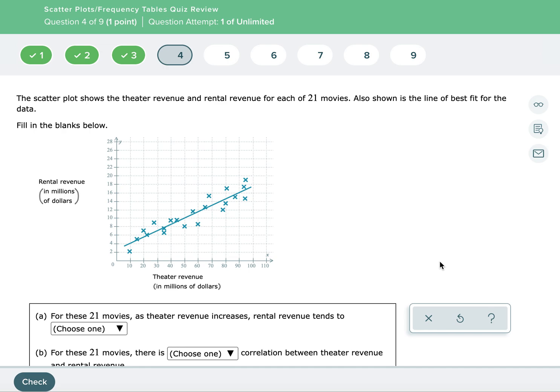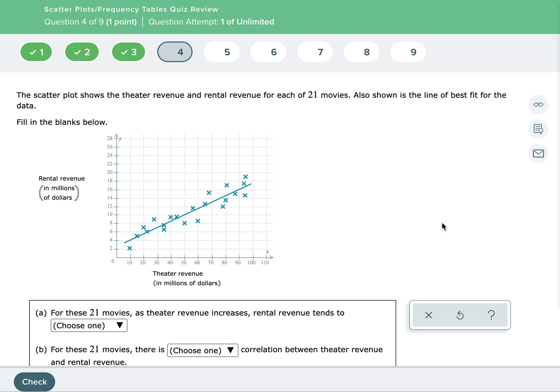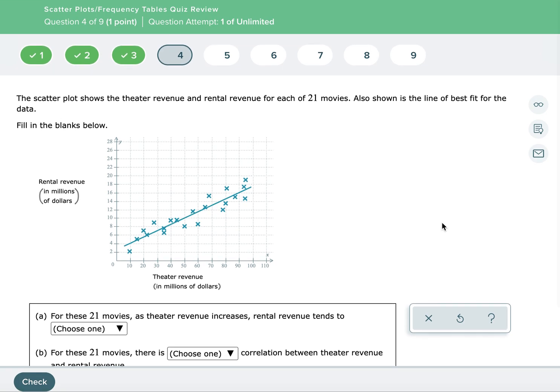On this problem, it says a scatter plot shows the theater revenue and rental revenue for each of 21 movies. So they're correlating theater revenue to rental revenue and seeing if there's a relationship between them. They picked 21 movies to do this with, and it also has a line of best fit for the data. So they've put the line of best fit in for us, right?